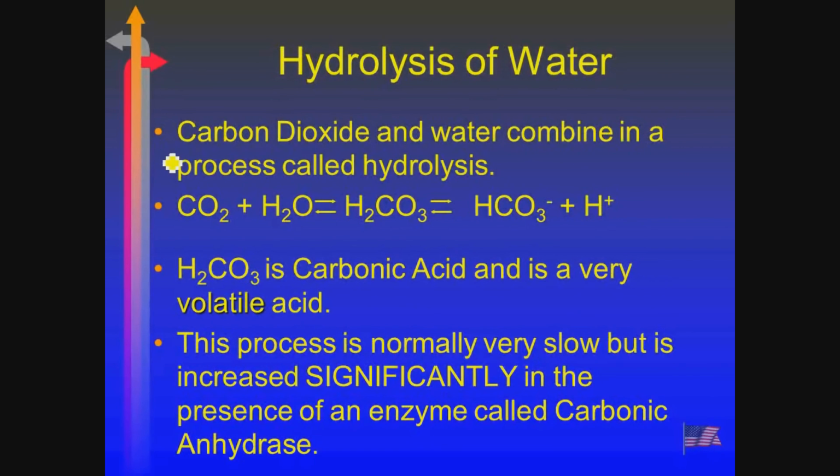So let's go back and recall this concept of the hydrolysis of water. This is a very important process that we're going to see not only for CO2 transport but for acid-base balance. In the presence of water, carbon dioxide will join with it to form a substance called carbonic acid. Carbonic acid is a very volatile acid, meaning that it can further dissociate into bicarbonate ions and hydrogen ions. Or in the presence of hydrogen ions and bicarbonate ions, it can go the other direction. These arrows here are in both directions.